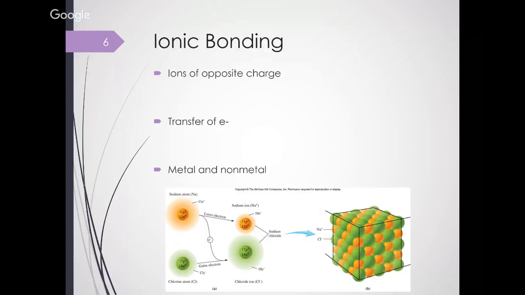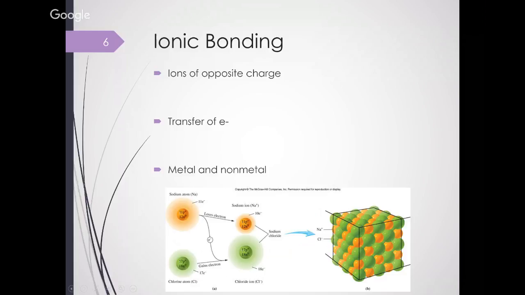So in ionic bonding, we have ions of opposite charge that are being held together through electrostatic forces. This occurs because one atom would like to give up its electrons to become more stable, and the other atom would like to accept those electrons to become more stable. And this is generally happening between a metal and a nonmetal.